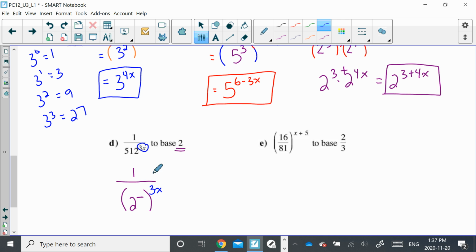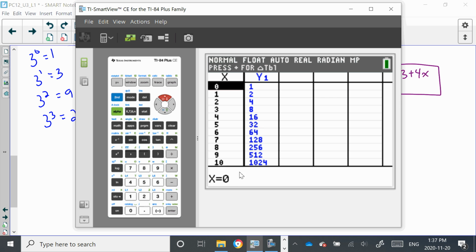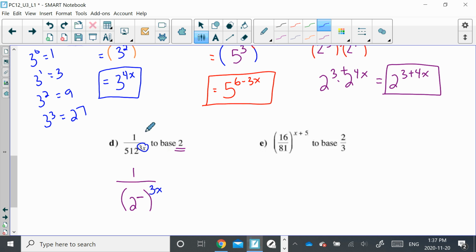Okay, so let's look at our calculator. 2 to what power gives me 512, and it's right here. 2 to the power of 9. So instead of guessing and checking, I'm able to do this. 2 to the power of 9. Okay, what would we do from here? Power to power, you multiply. 9 times 3x is 2 to the power of 27x.